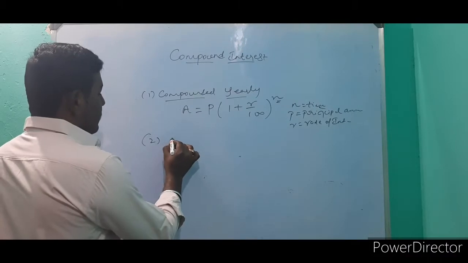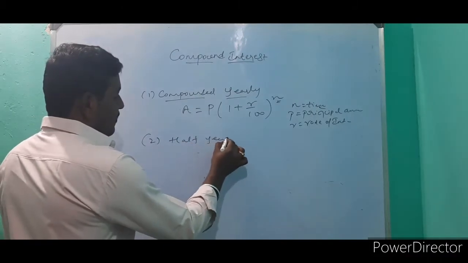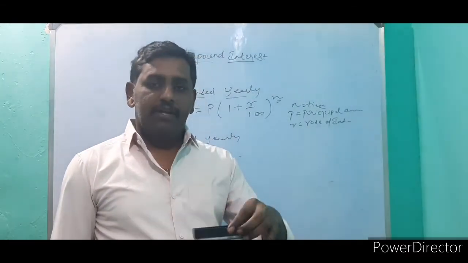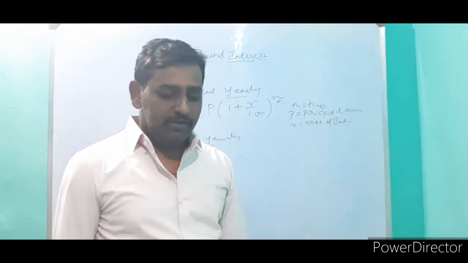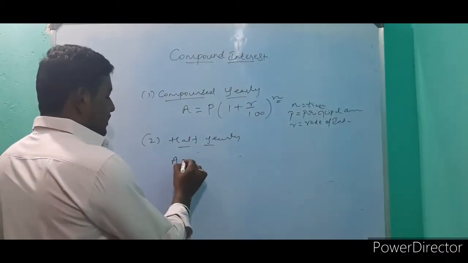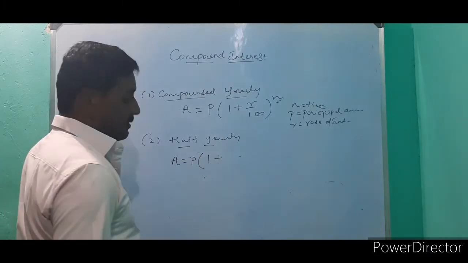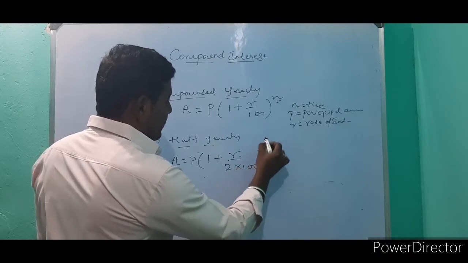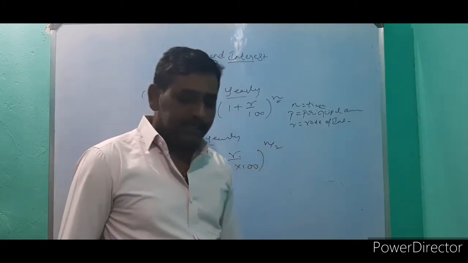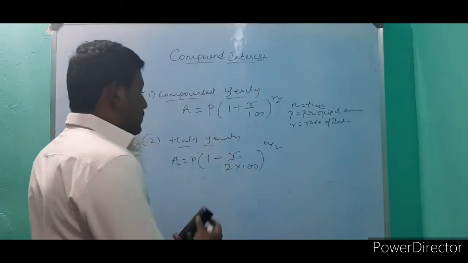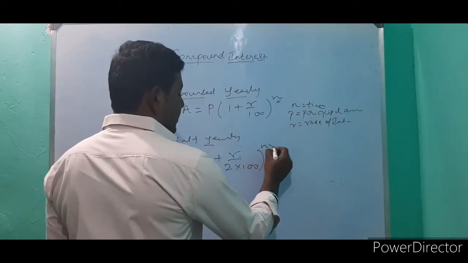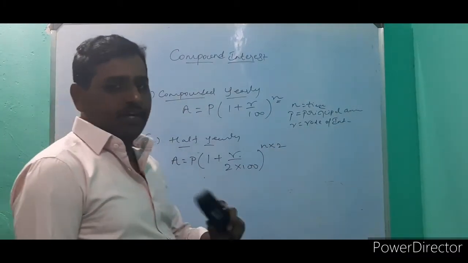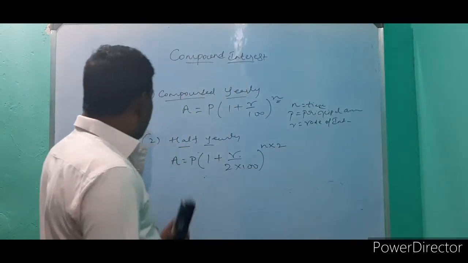Next, the second formula, half yearly. If they say compounded half yearly, you have to find the amount for every half of the year. The formula is A is equal to P into 1 plus R divided by 2 into 100, to the power n into 2. Sorry, not n by 2, n into 2. So this is for half yearly. I will explain while solving the problem. Please note down the formulas.